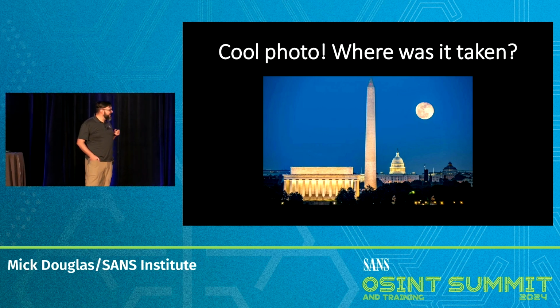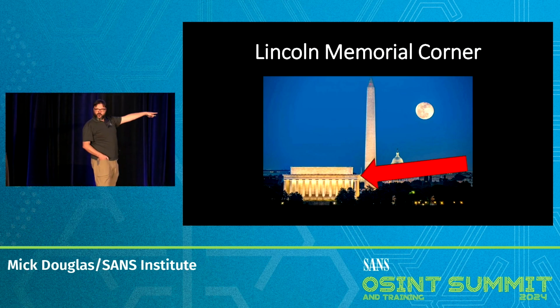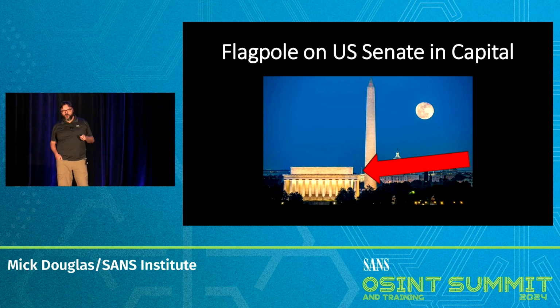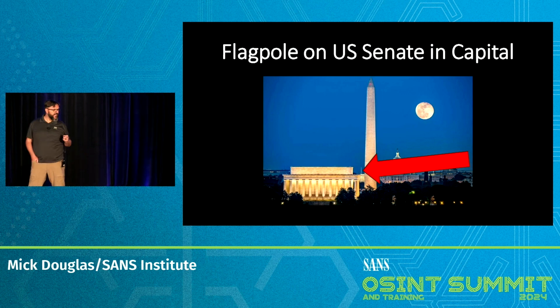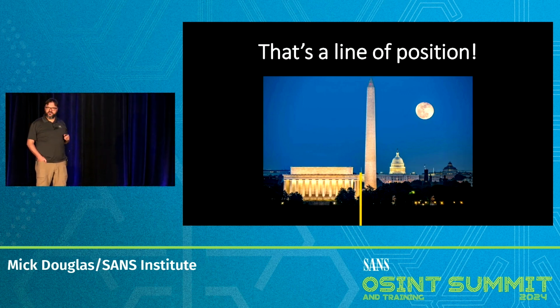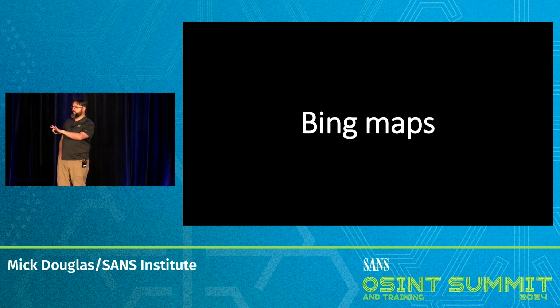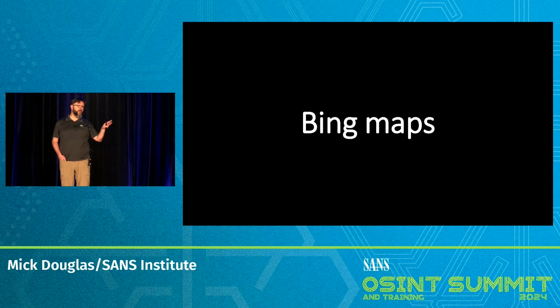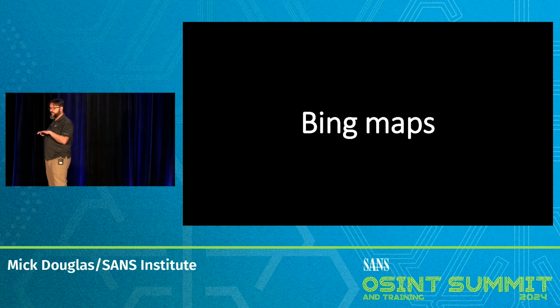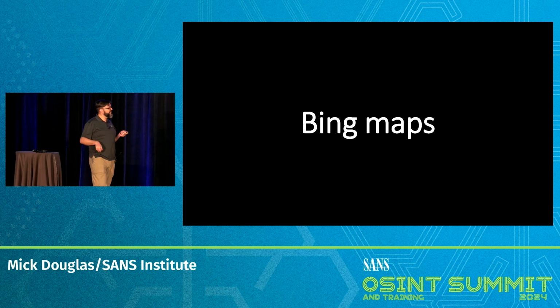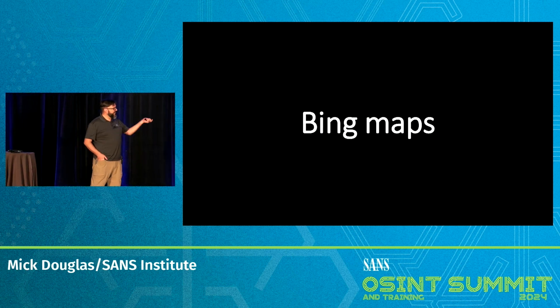So here's how I look at it now that I think in terms of lines of position. First thing, we've got that corner of the Lincoln Memorial. That lines up with the flagpole on the U.S. Senate on the Capitol. So, line of position. You then go to Bing Maps. By the way, don't laugh. Bing Maps, if you're sleeping on that, you are missing out. For real. Google Maps is great and all. Bing Maps actually has some really cool stuff from an OSINT perspective in terms of ultra-high resolution pictures. So I use Bing Maps for a lot of these sorts of things.